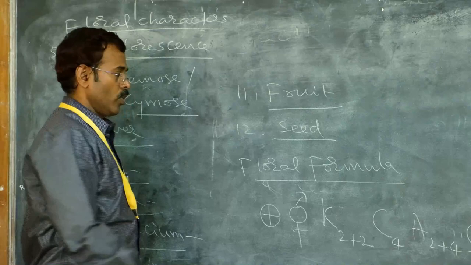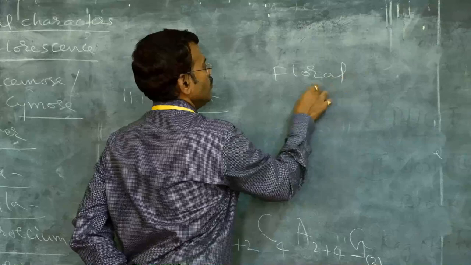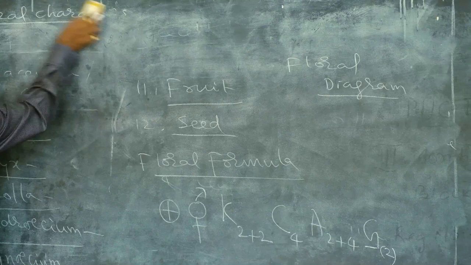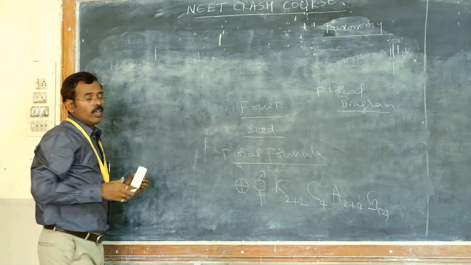Last one, you have to write about the floral diagram. Diagrammatic representation of the floral whorls of a flower is known as floral diagram. So these are the characters to be discussed in the semi-technical description of a flowering plant.